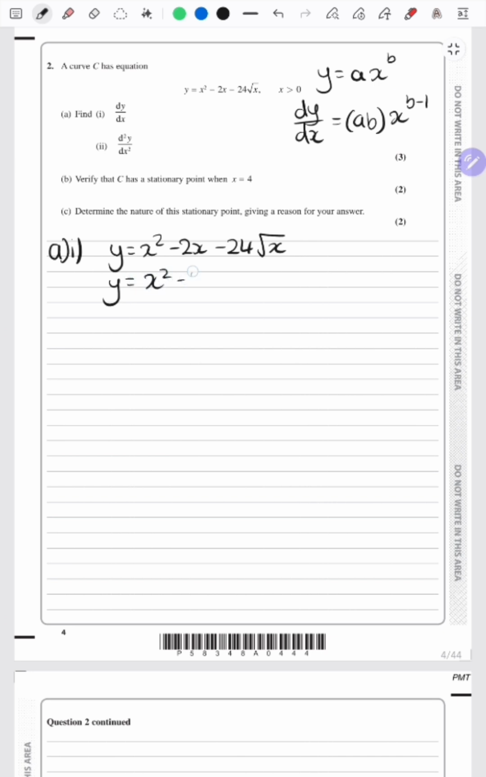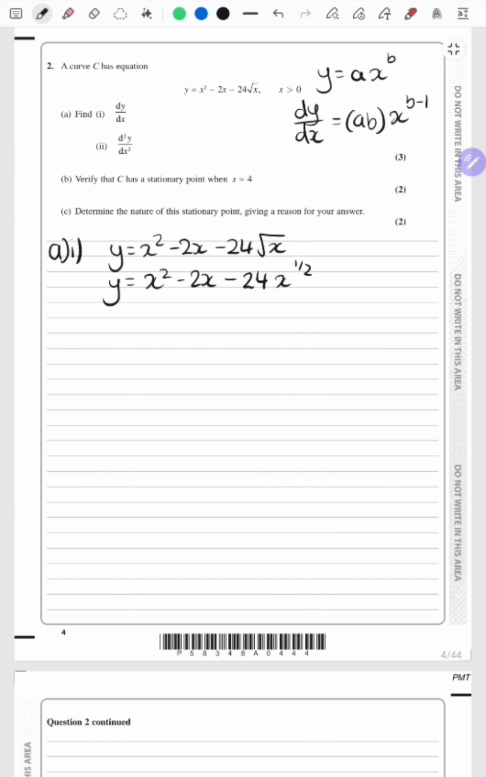x squared is fine, minus 2x is fine. Now we have minus 24, and we need to remember that the square root of x is the same as x to the power of a half. Anything to the power of a half is the same as square rooting it. So we can write the square root of x as x to the power of a half. Now we're in a position where we can start differentiating using this rule here.